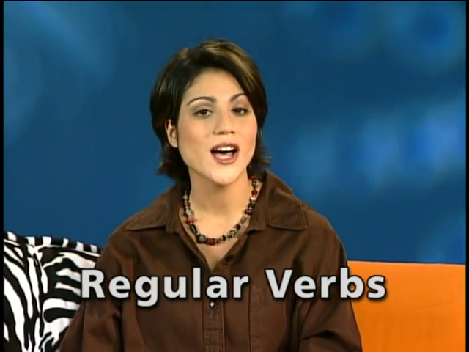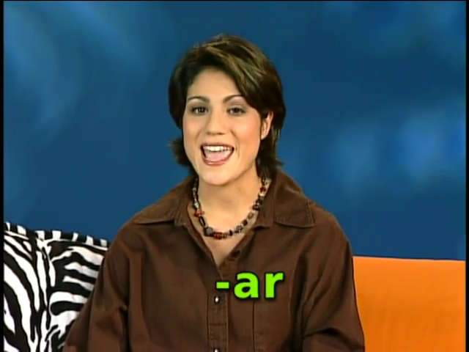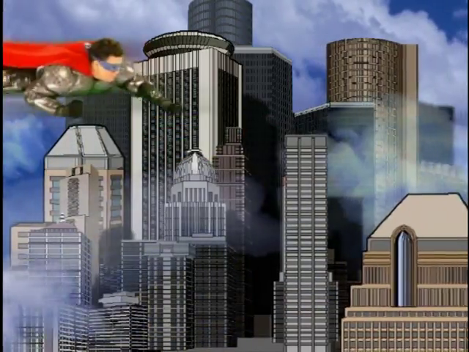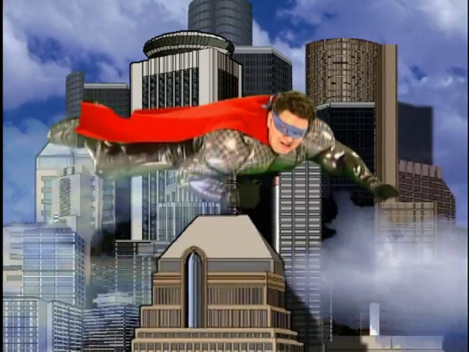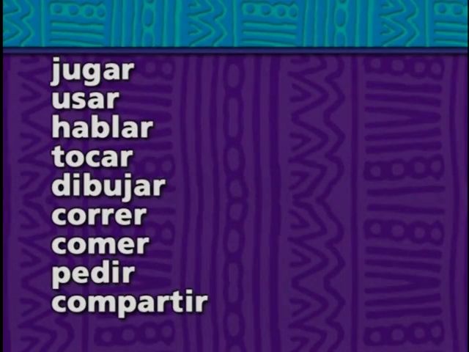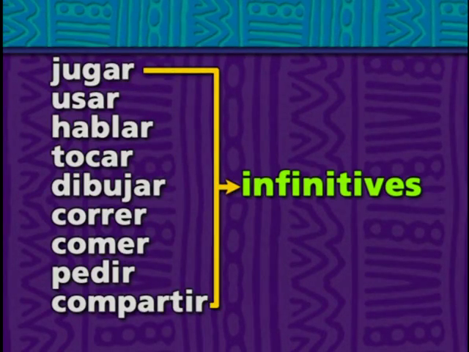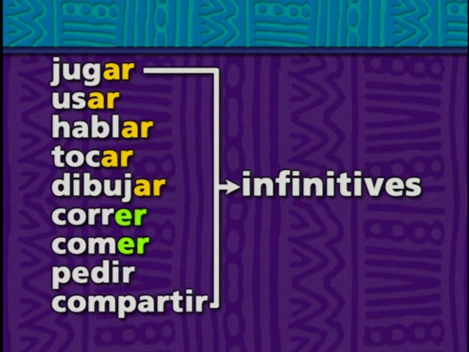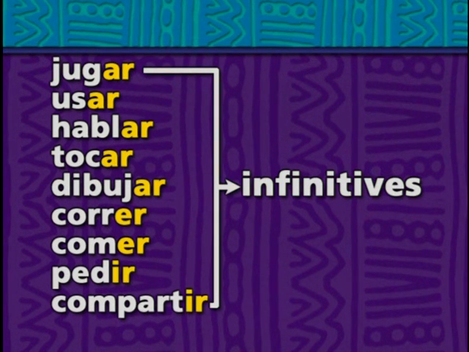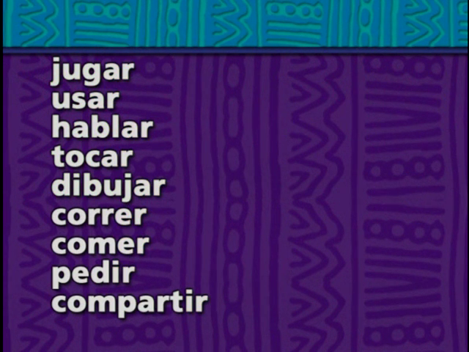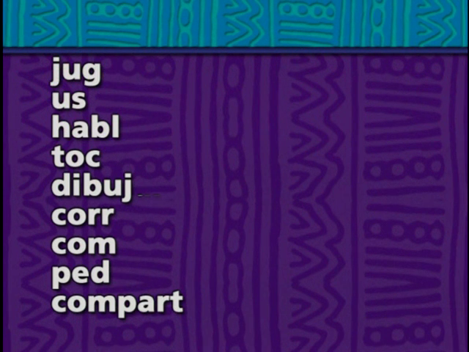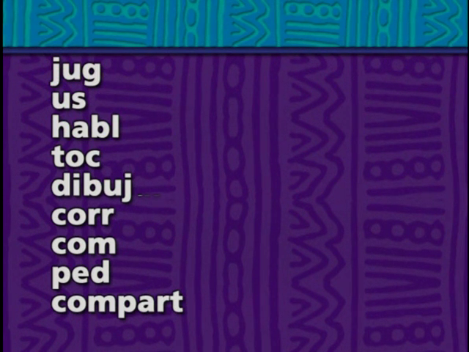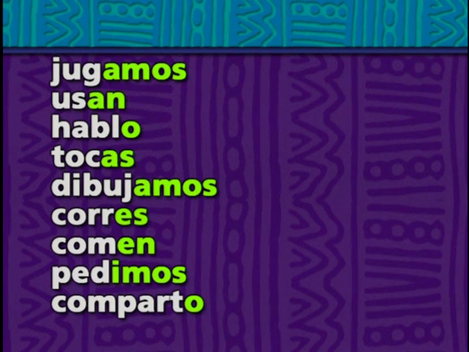We're going to start by looking at regular verbs, and specifically, a group of regular verbs that all end in AR. To infinitives and beyond. Verbs start out as infinitives. Every Spanish infinitive ends in AR, ER, or IR. A whole bunch end in AR. When we use verbs, usually we conjugate them. We chop off the AR, ER, or IR ending, leaving the stem, then add new endings.